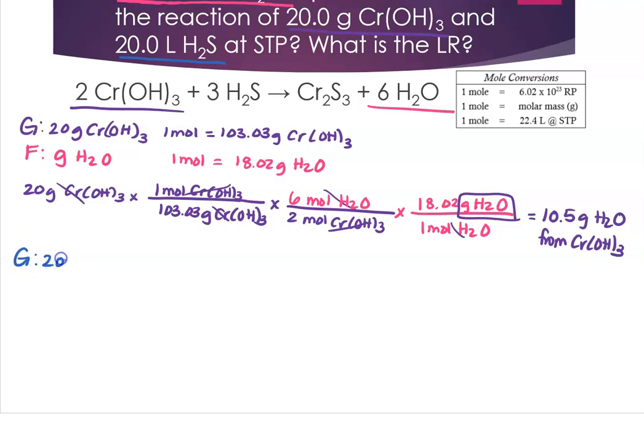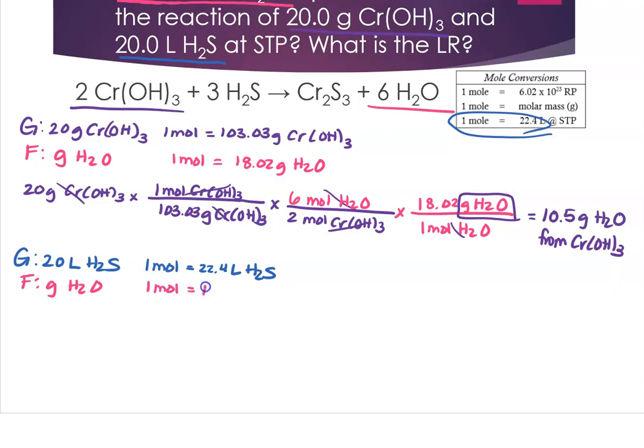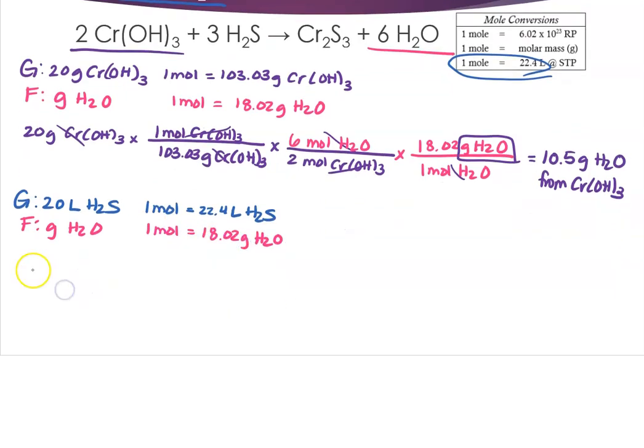Here we are given 20 liters of H2S, and we're still trying to find grams of H2O. All right, since we're given liters, I need the liter conversion, which is going to be 1 mole is equal to 22.4 liters. It's 22.4 liters at STP, and we can see here that we are at STP, so it's all good. And then our find is the same. We still need the molar mass of water. All right, so now let's do our conversion.